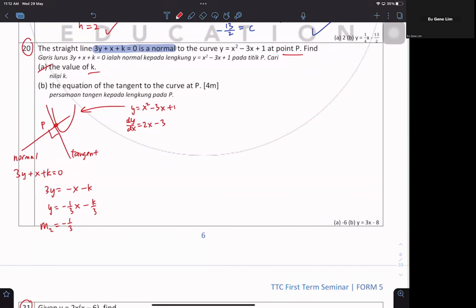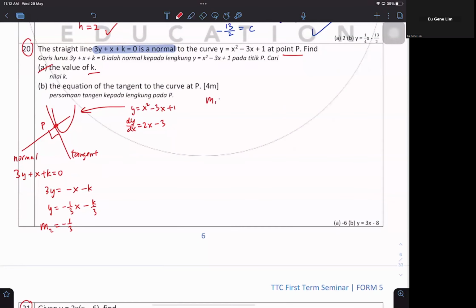And then since I have M2, I can also find M1, right? So M1 M2 equal negative 1. I have M2. M2 is negative 1 over 3. So this is times, bring over, divide negative 1 over 3. You press calculator, negative 1 divide negative 1 over 3. You will get positive 3. So M1 is 3, which is the tangent.